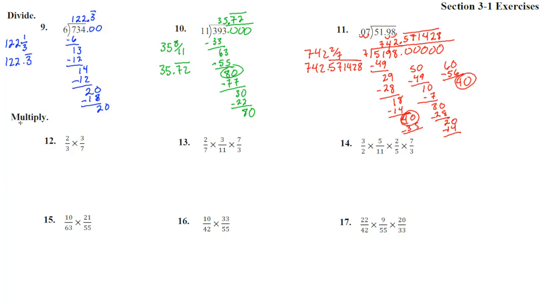We're going to multiply fractions here now from 12 to 17. So number 12, and we're going to practice what we just learned, that you can simplify ahead of time. So in slow motion, you could take 2 times 3 is 6. 3 times 7 is 21, and then divide by 3 and divide by 3 to simplify. Or you can divide by 3 and divide by 3, and you get 2 times 1 is 2, over 1 times 7 is 7.